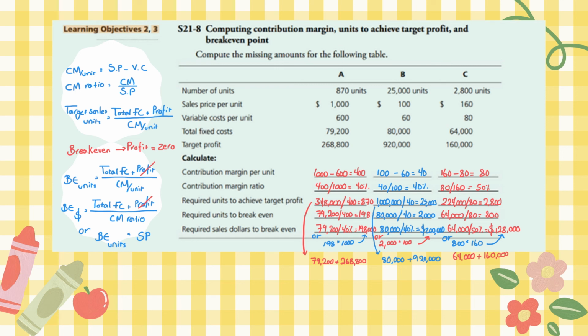Now for the break even sales in dollars, you're gonna take your fixed cost divided by contribution margin ratio, which is 50%. We're gonna get $128,000. Or you can take the break-even point in units and multiply it with the selling price, which is 160. You're gonna get the same answer. Hope that it's clear. You just need to use these formulas on the left side.